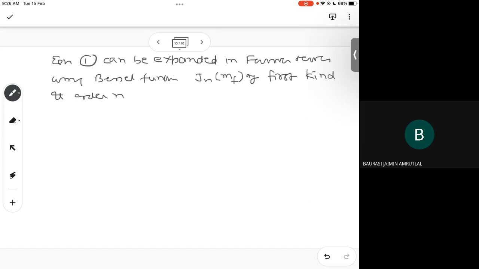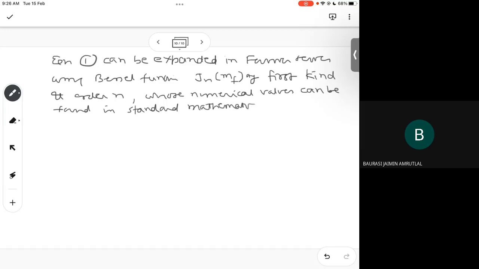But right now, I just simply use what is available in the standard table. You need not remember those values, but it is very straightforward. It can be found in a standard mathematical table. It is a very standard table you can find, so no need to remember.